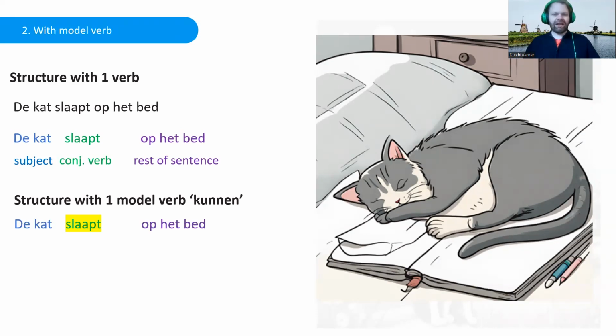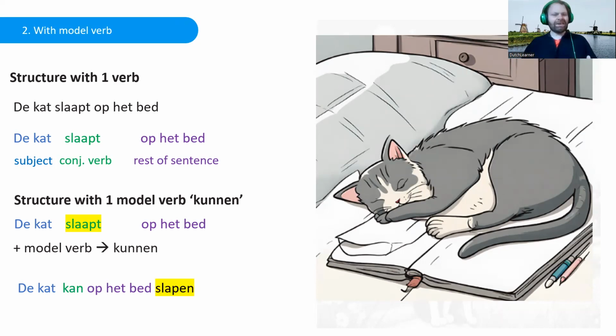And the kat slaapt op het bed. You have here, I highlighted slaapt. Let's keep an eye on what happens to it, because it's not the same as in English. And we want to add the modal verb kunnen. I will just give you this one, because it's irregular, and we'll just give the proper one. And we get de kat kan op het bed slapen.